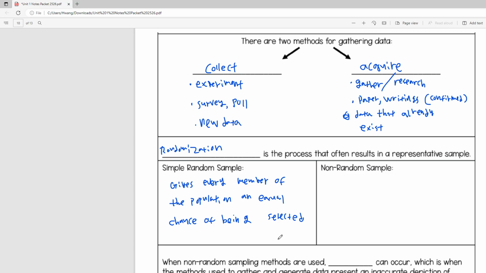That is a good thing about randomization, but what happens if there is no randomization when you're collecting data? Let's say you are picking by your preference. Then what happens? That is called a non-random sample. And if you collect the data by non-randomizing, then it may result in a sample that is not representative. That's the core word: not representative of the population.